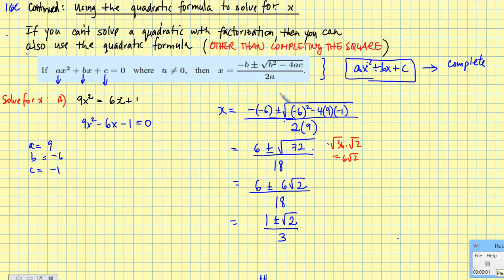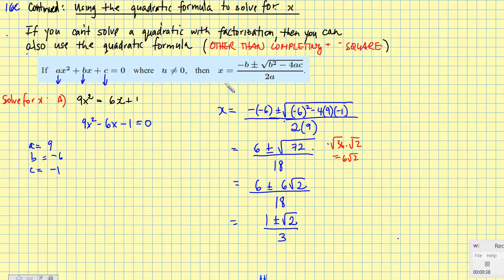that we learned. All right, so what we do with the quadratic formula is we have this formula: negative b plus or minus the square root of b squared minus 4ac, all divided by 2a. Now, notice that in front of the x squared you have a value of a, in front of the x you have a value of b, and c would stand for your constant.